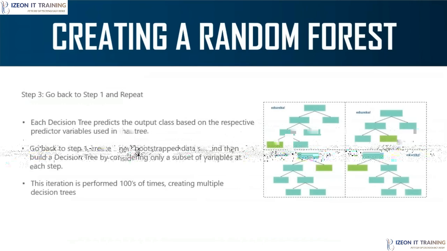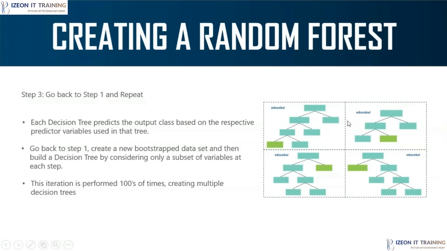Now what you do is go back to step one and repeat the entire process. Each decision tree will predict the output class based on the predictor variables that you have assigned to it. For this decision tree, you have assigned blood flow. Here we have blocked arteries at the root node. Here we might have blood flow at the root node, and so on. So your output will depend on which predictor variable is at the root node. Each decision tree will predict the output class based on the predictor variable assigned in that tree.